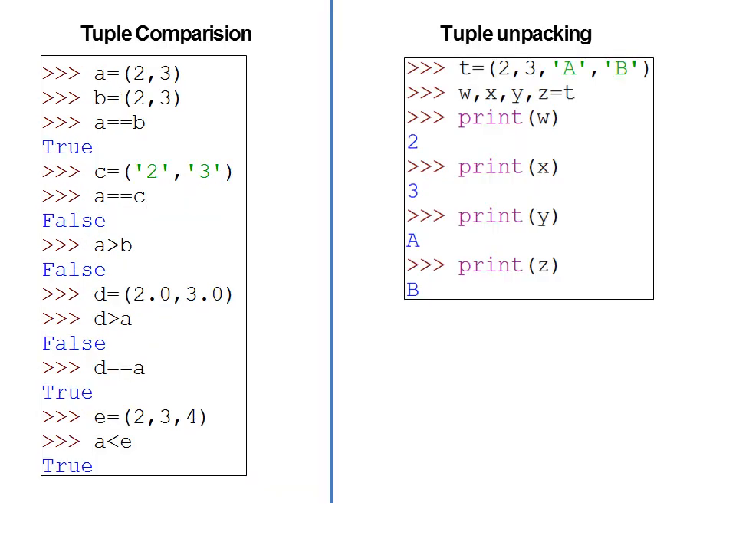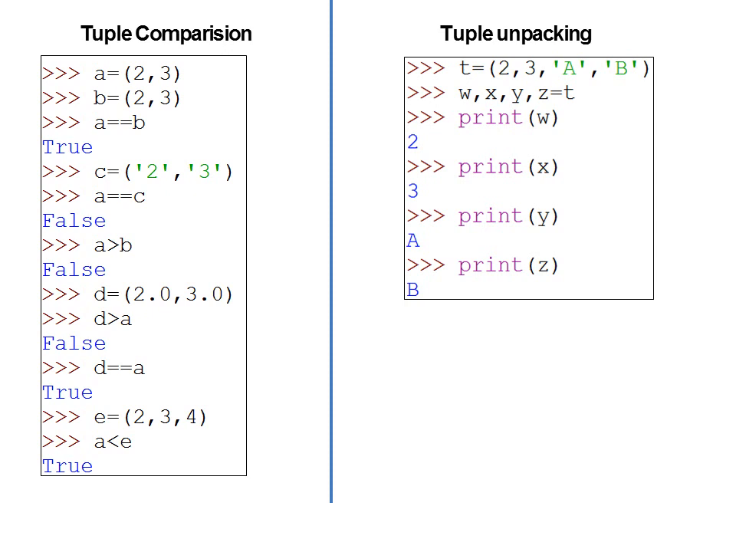Now tuple comparison. I've specified a is equal to 2, 3, b is equal to 2, 3. Is a equal to b? Yes, both of these tuples are equal, therefore the value is true. When I say c is equal to '2', '3' in single quotes, is a equal to c? No, because I have converted this 2 and 3 into strings, and that is a tuple. A is a tuple and c contains strings, so the answer is false.